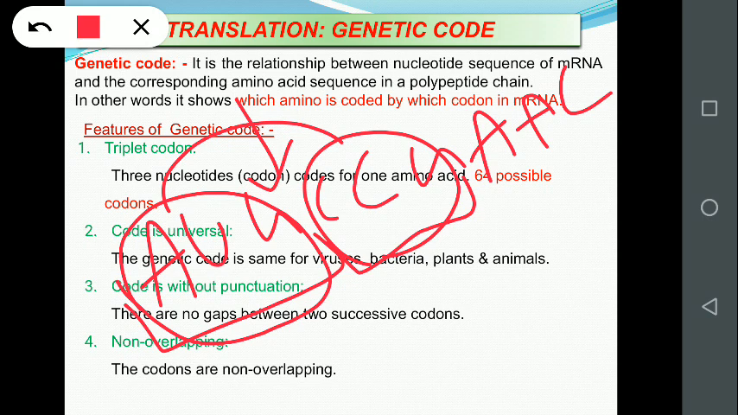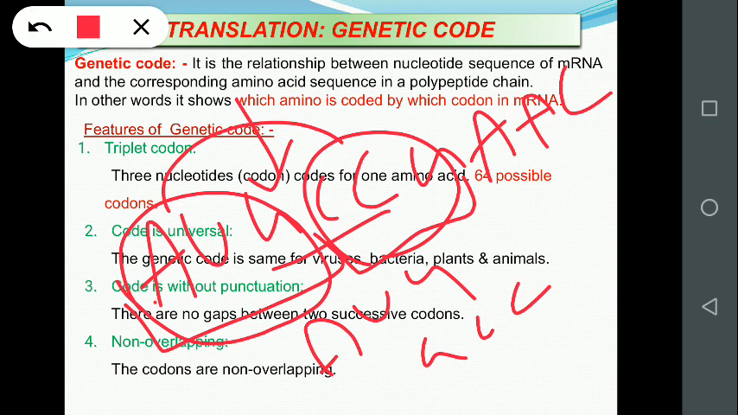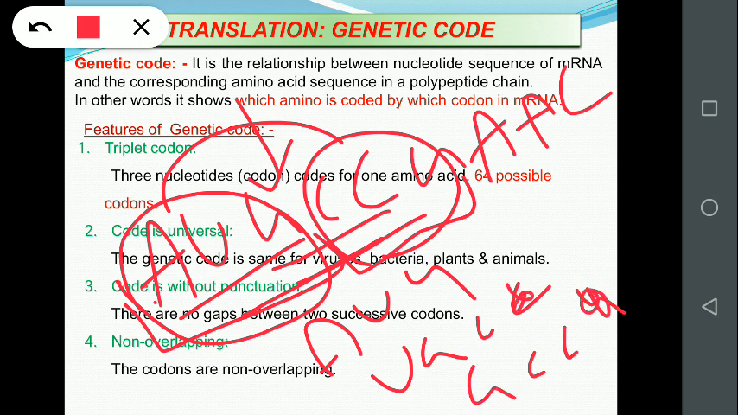If there were overlapping, then what happens? AUG is the first codon, UGC is the second codon, and GCC. This way, AUG, UGC, and again it is CCG, UGC and GCC. So this is the next codon.